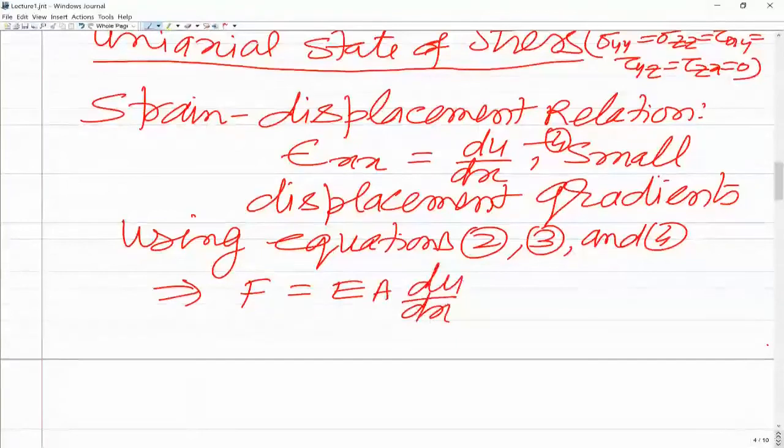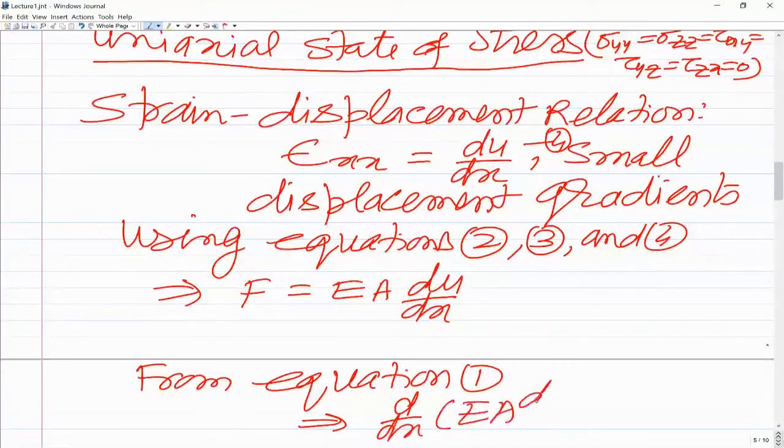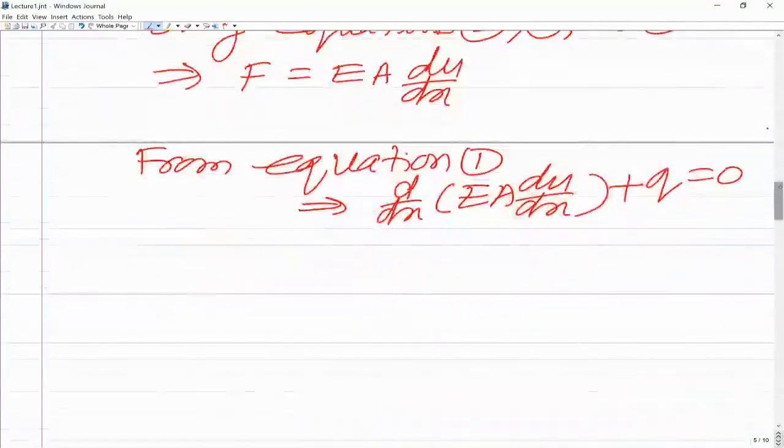Finally, from equation 1, you get the final equilibrium equation, which is a differential equation in terms of the unknown variable, that is your u. From equation 1, the first term is dF by dx. So F is EA into du by dx, and we will get d by dx of EA du by dx, plus q equal to 0. This is finally the differential equation governing this problem.